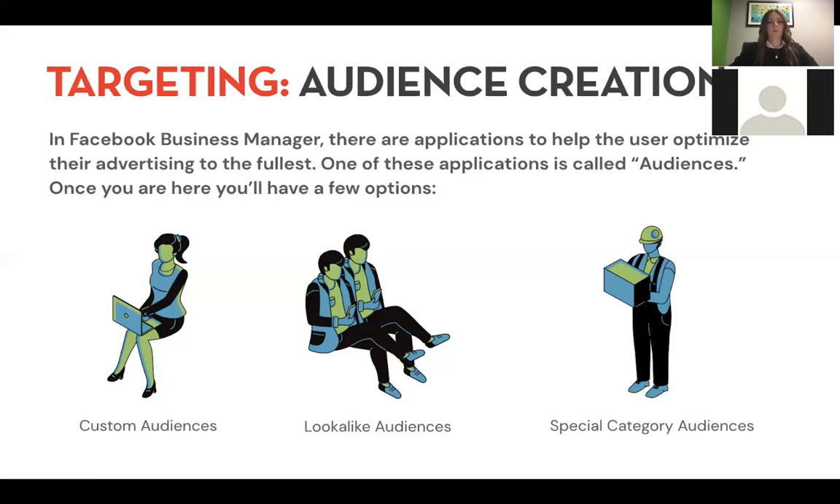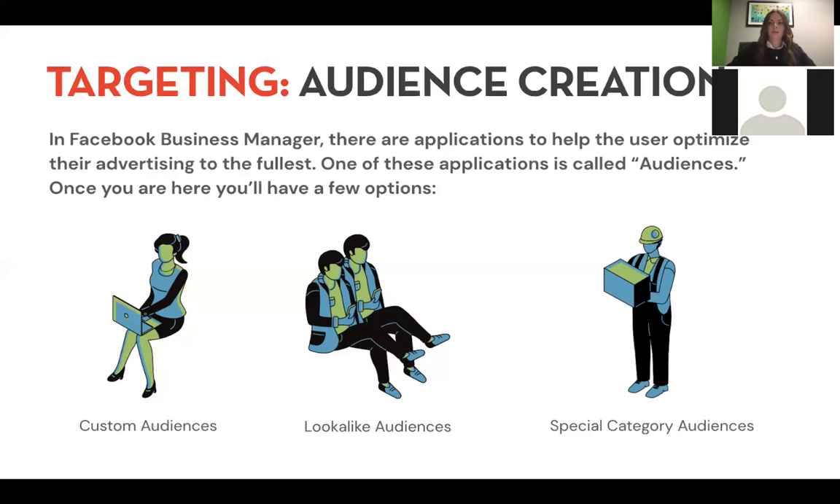Okay, so the second option that we have within the audience app are lookalike audiences. Lookalike audiences take the information that we've given them from our current audiences, and they create new and similar audiences to those ones. They do this by matching the information and the behaviors of the people who are within our current audiences and finding new people who fit those same behaviors.